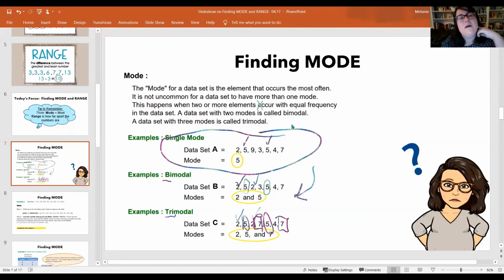Okay, so here's the deal with mode. You have to make sure that you're not thinking that mode is the number that repeats. Well, yeah, it will repeat, but it's not necessarily every number that repeats. It's the number or numbers that occur the most, far and above the most, okay?